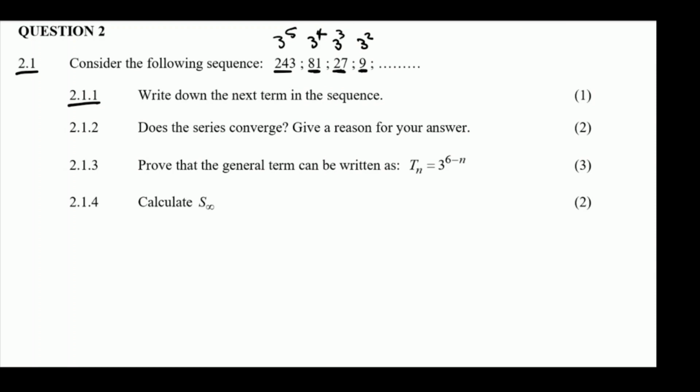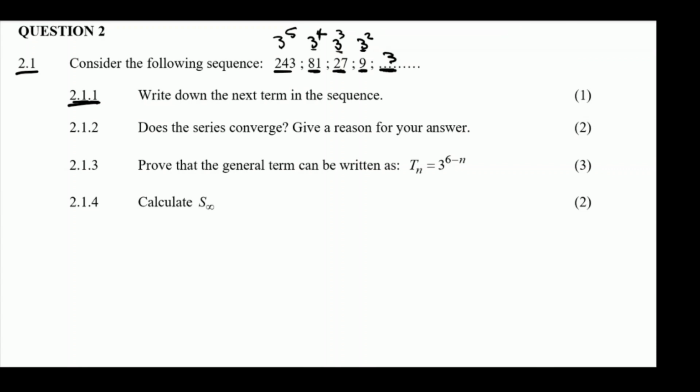So it's 3 to the power of 2, 3 to the power of 3, 3 to the power of 4, 3 to the power of 5. This gives me a hint that this might just be a geometric sequence, right? For us to prove that, because we firstly don't need to prove it, we just need to write the following term, right? So basically what's common here is 3.